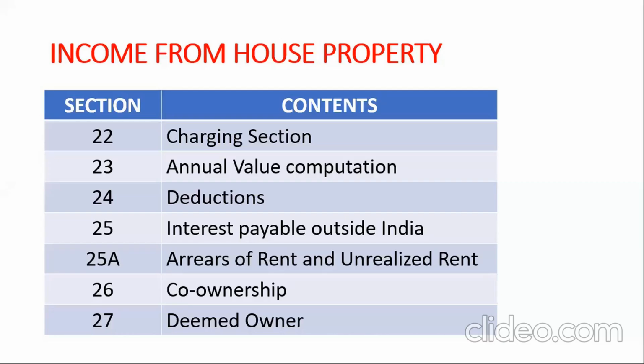Hi, we'll go through the various sections regarding income from house property. Section 22, charging section. Section 23, annual value computation. Section 24, deductions. Section 25, interest payable outside India. Section 25A, arrears of rent and unrealized rent. Section 26, co-ownership. Section 27, deemed owner.